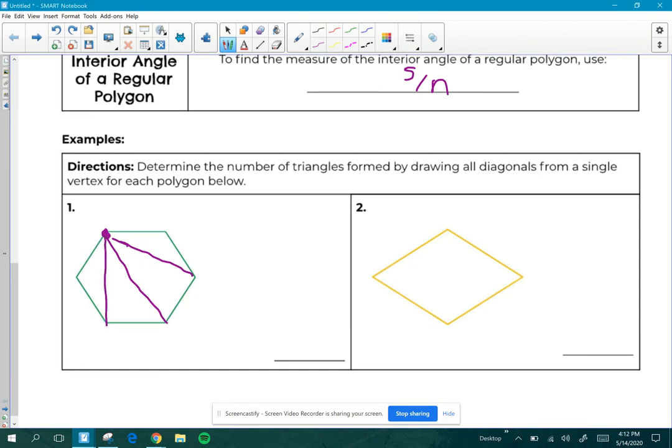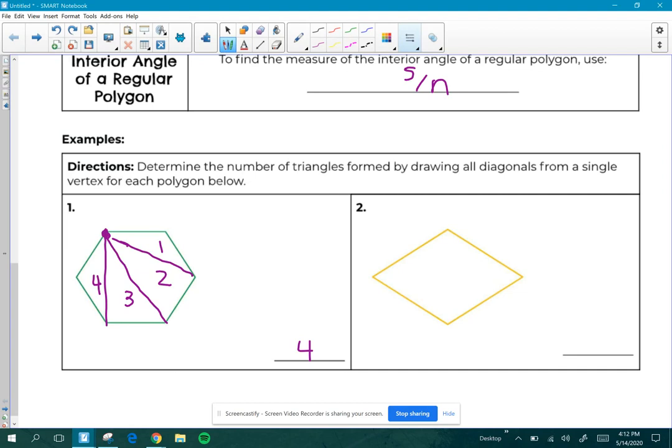That's it. That gives me 1, 2, 3, 4 triangles. So this shape can be broken up into 4 triangles. So that's one way that you can do it. You can physically draw it. I know you won't be able to draw on your computer screen, but you could draw it on a separate sheet of paper or just count and go from there.